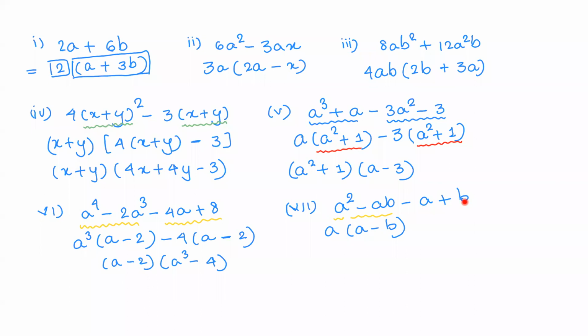Whenever a situation arises where you are not able to take out anything common, you always take one common. But this time, one will be taken common along with the connecting sign minus. So we are going to take out minus one common. And when you take minus one common, what happens? The sign inside the bracket changes.